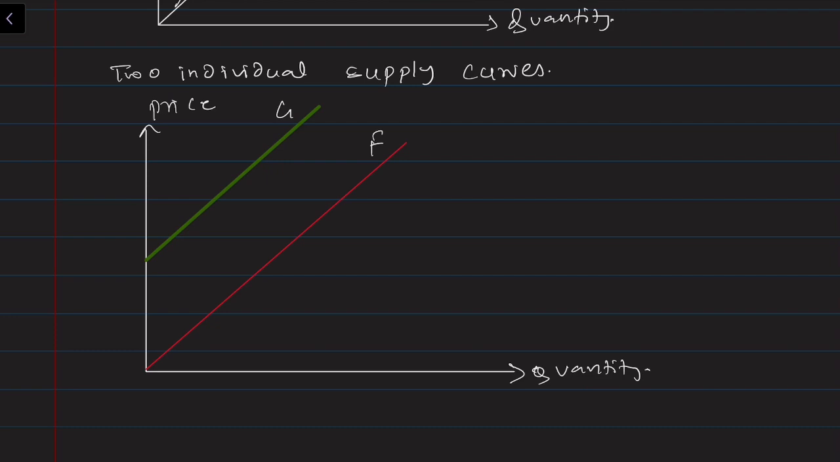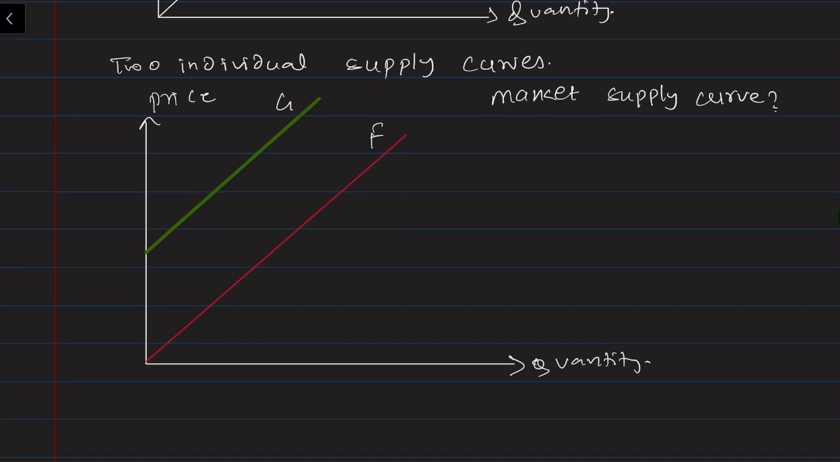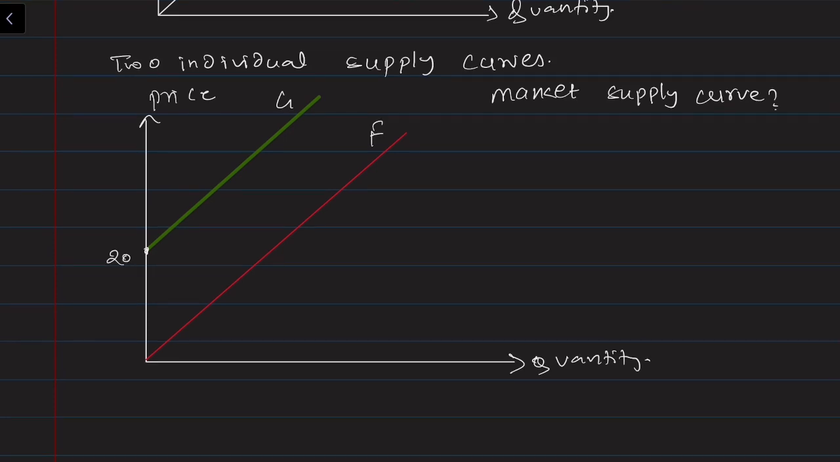So now the question is, how do we obtain the market supply curve? Okay, market supply curve. So let's say this is the price $20. Okay, and the highest price is $50, or let's say $100. Okay, and this is 0.